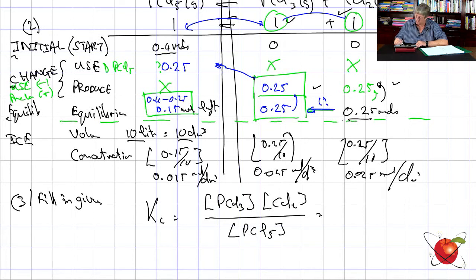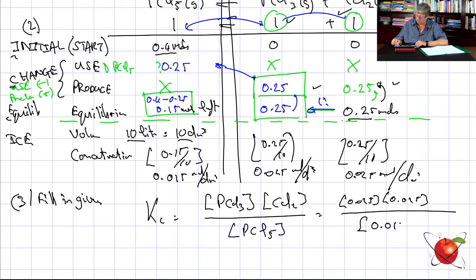So then I say the Kc must be 0.025 times 0.025 divided by 0.015, and that comes out to be, I think, 0.4 something. Let's just check my arithmetic over there before I get shouted at and told that's wrong.